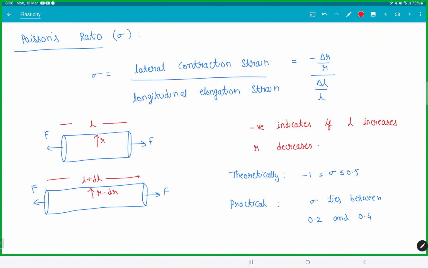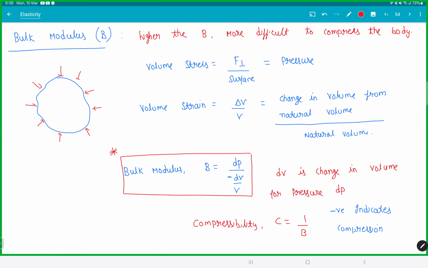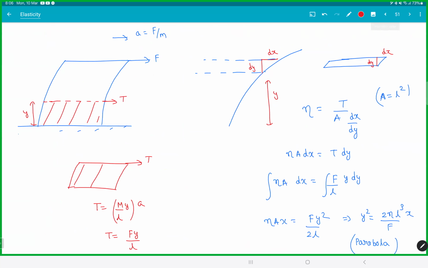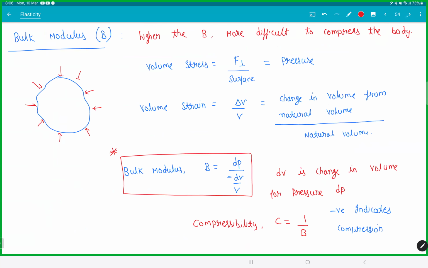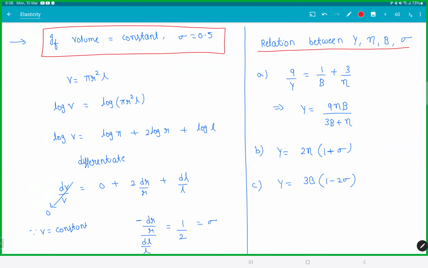So like I said, all the major problems were there in Young's modulus and rigidity modulus, but these two problems are pretty important: this twisting of a cylinder and this curve of a cube. Bulk modulus, there's not much. So please make sure to go through this. There are not too many problems on this, like 10, 15.